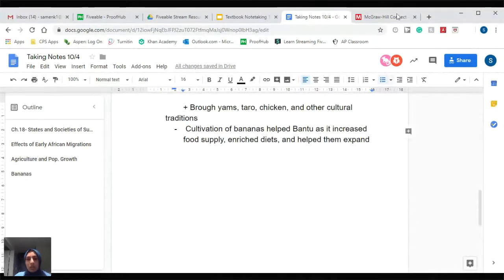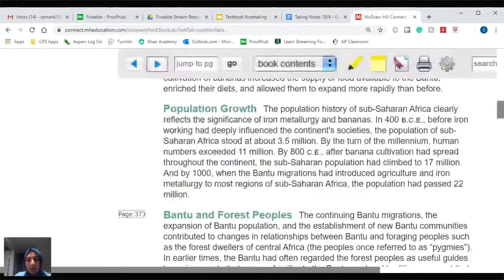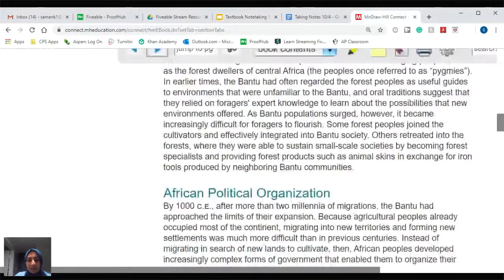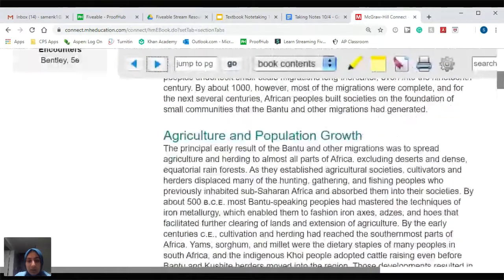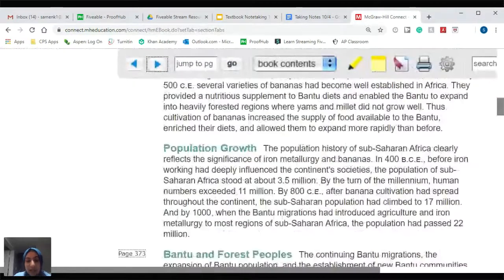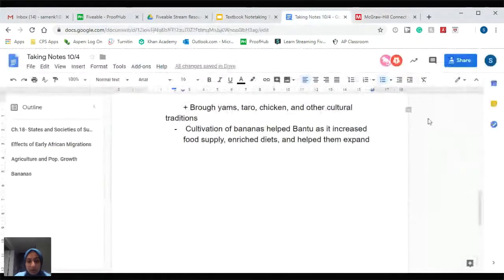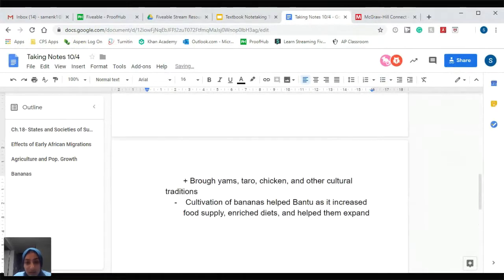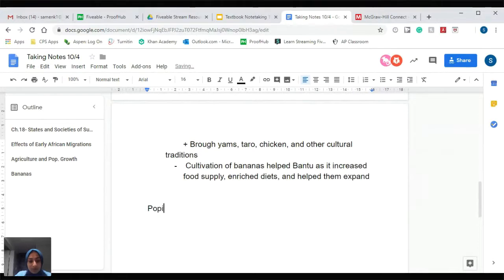So now we're on another topic. Oops, I keep going back to this. We're on another topic within the agricultural part and political and population growth, my bad. But now we're going to the population growth. So I'm going to go a few more spaces down, and then I'm going to put population growth.